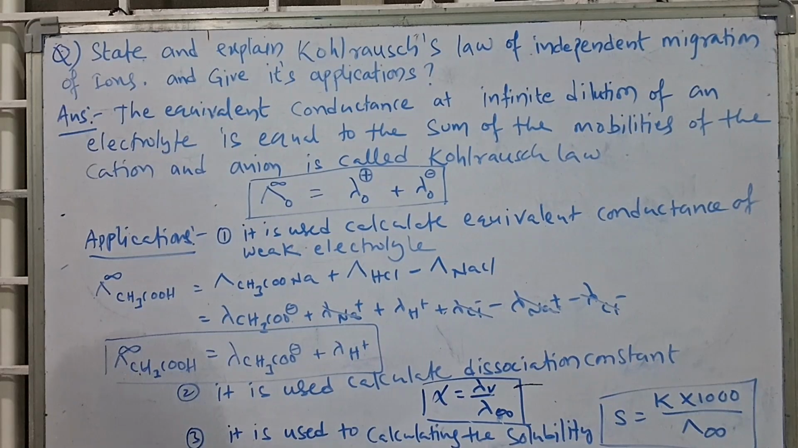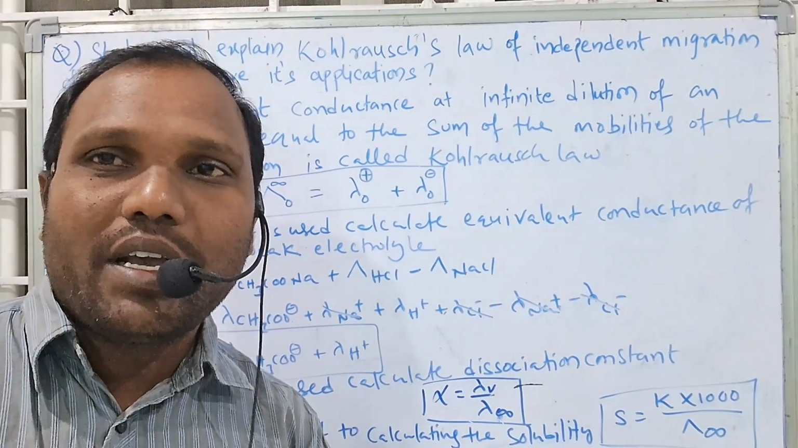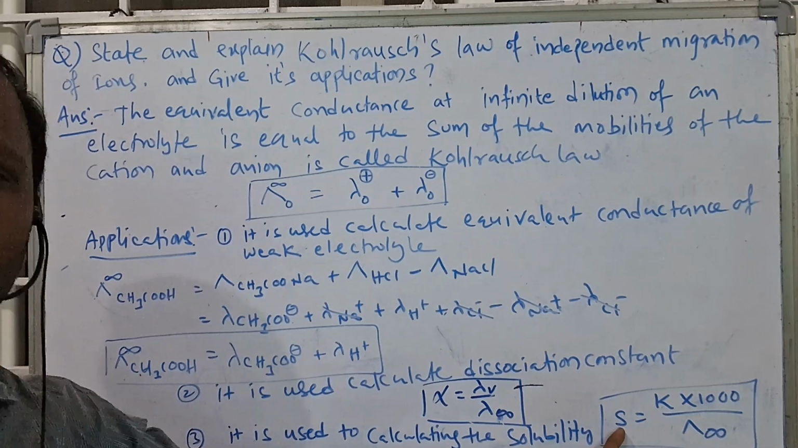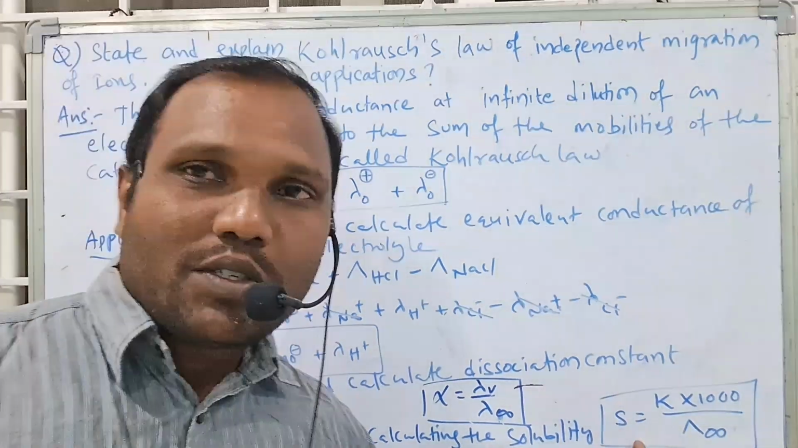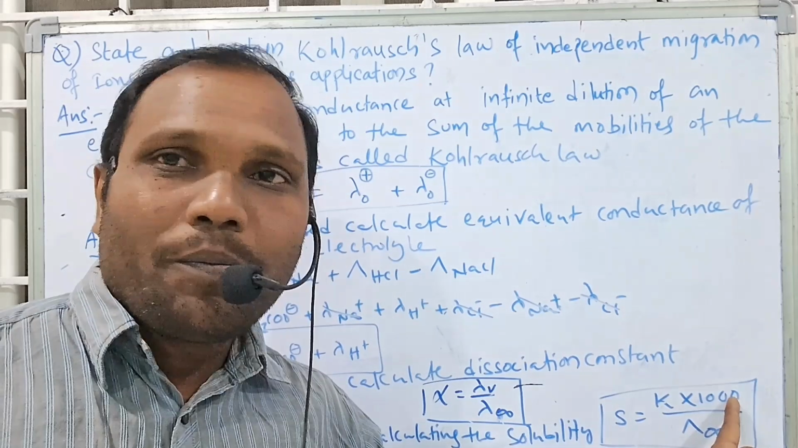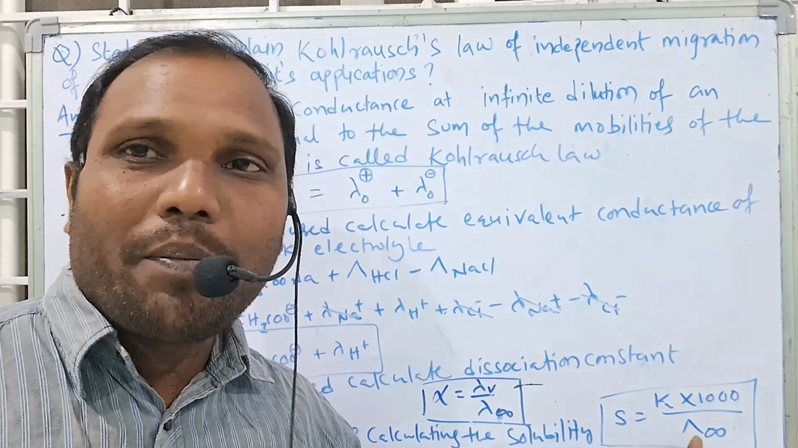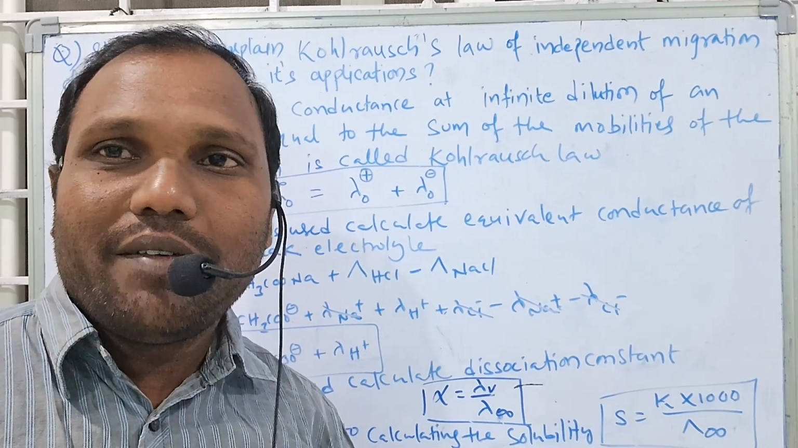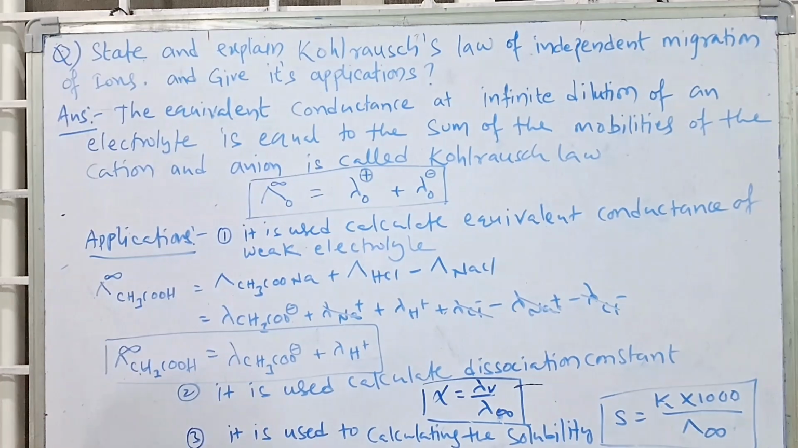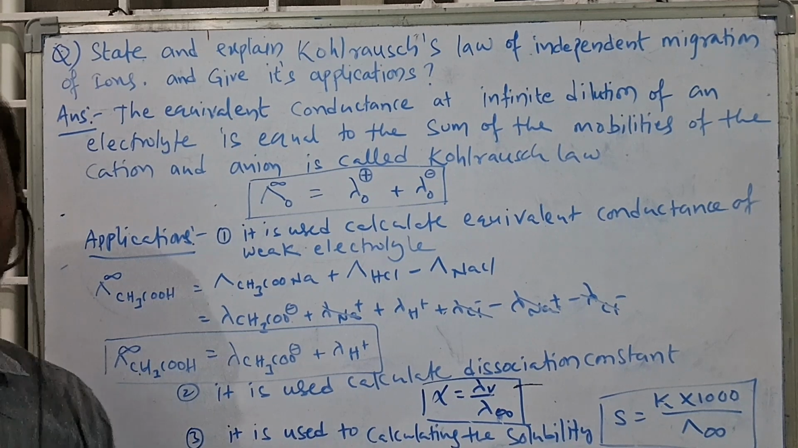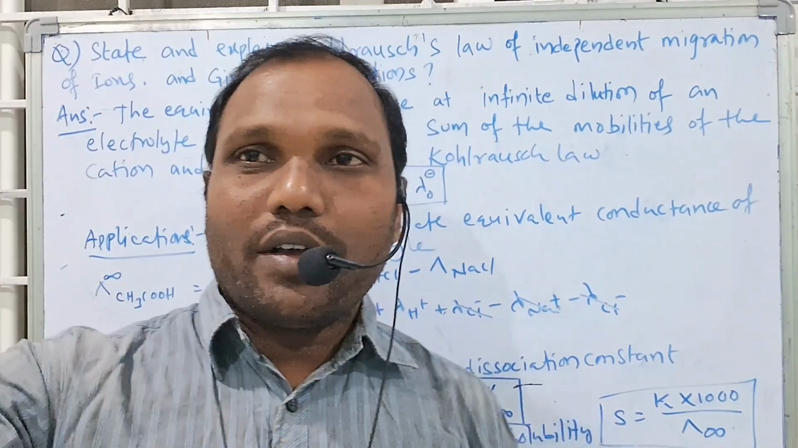Next, it is used for calculating the solubility of a sparingly soluble salt. Here solubility is S. S equals the specific conductivity into 1000 by Λ∞. Here Λ∞ is the equivalent conductance at infinity. Okay, this question is Kohlrausch law and its applications. Okay, thank you.